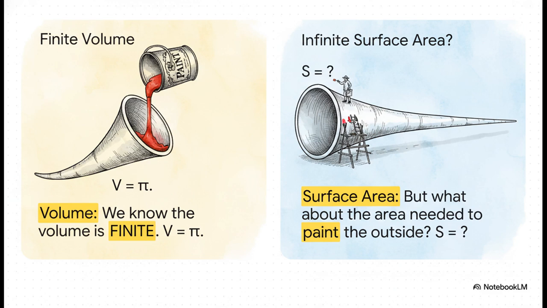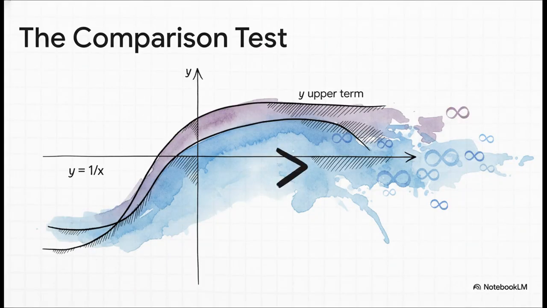Now we know from looking at improper integrals that this horn has a finite volume. You can actually fill it up with exactly pi cubic units of paint. So you'd think its surface area must also be finite, right? I mean, that just seems like common sense. Now, the integral for the surface area of this thing looks pretty nasty, but here's the secret. We don't actually have to solve it.